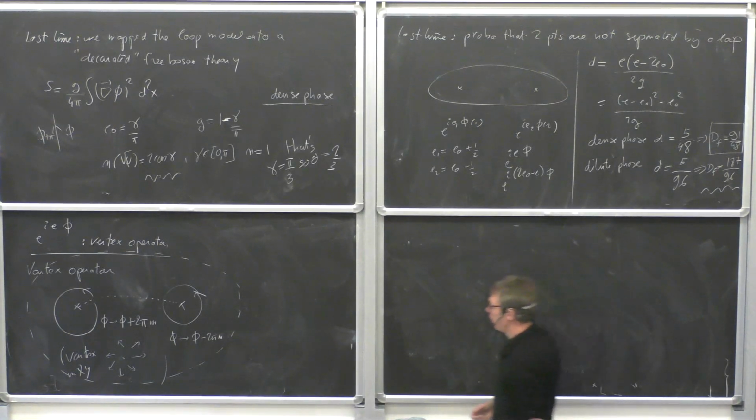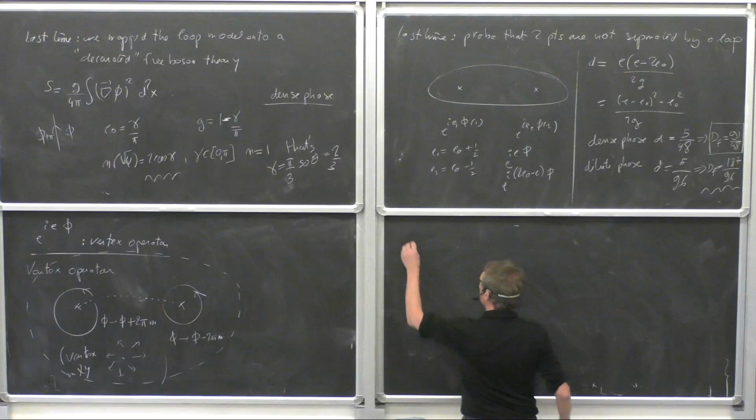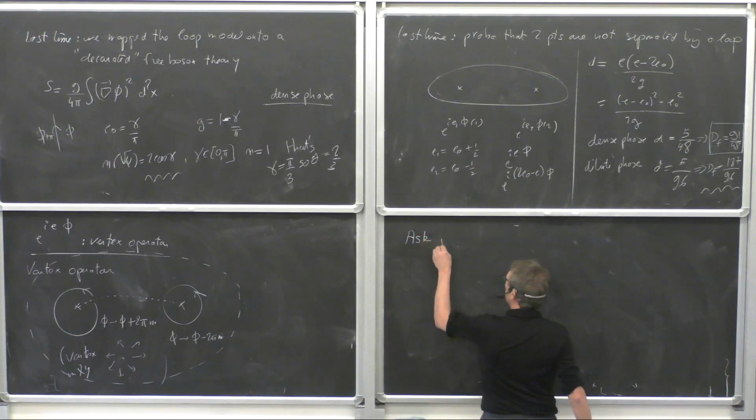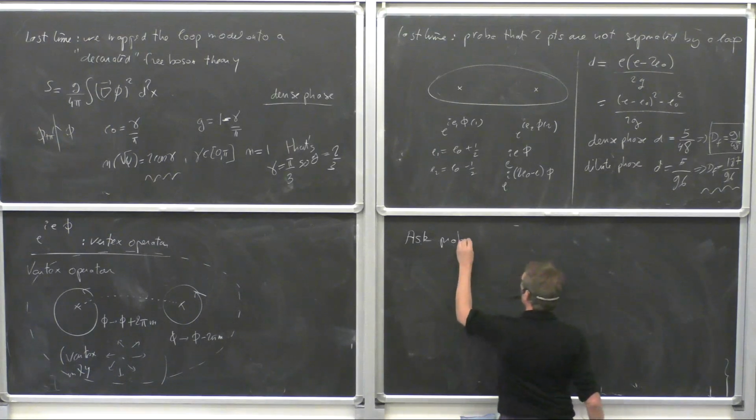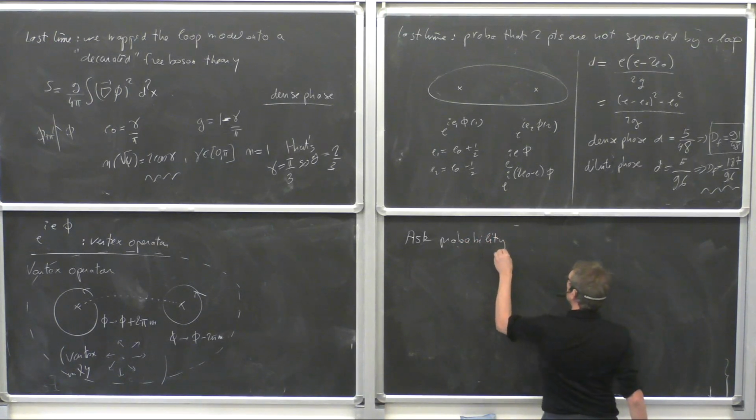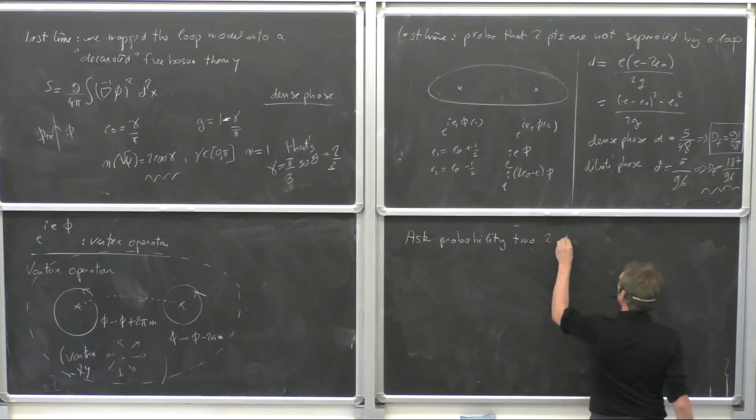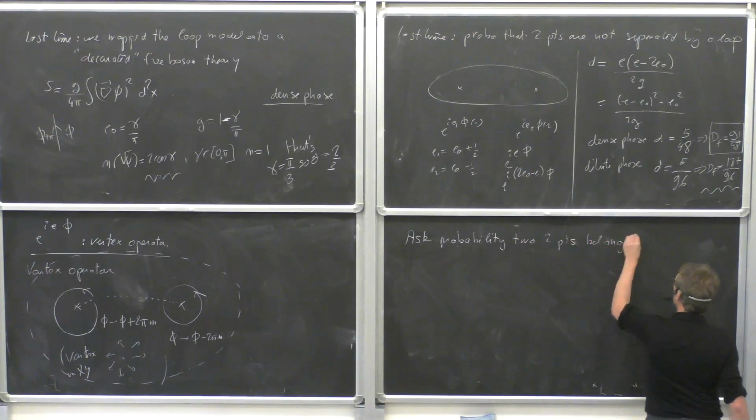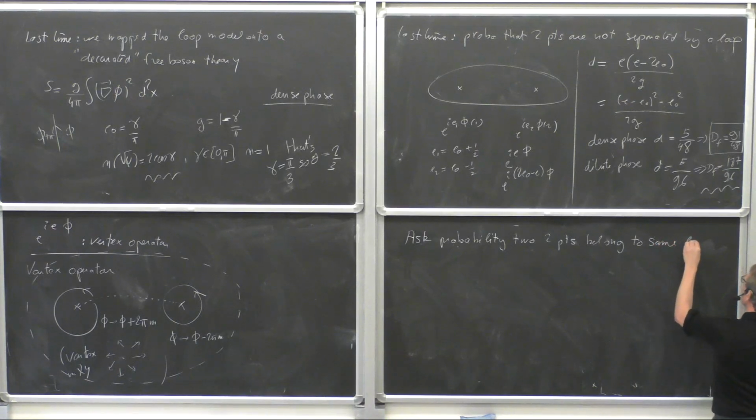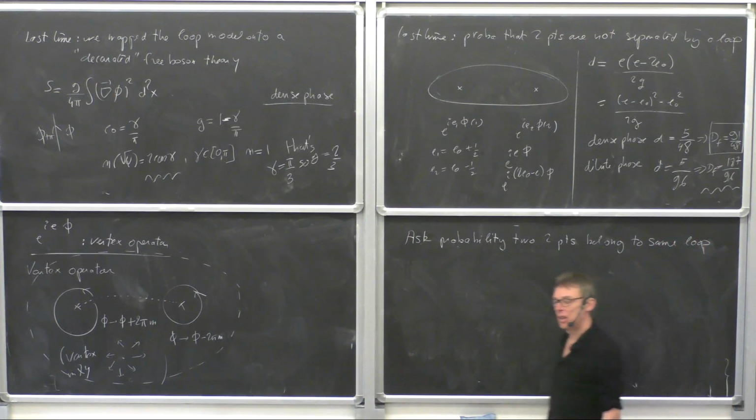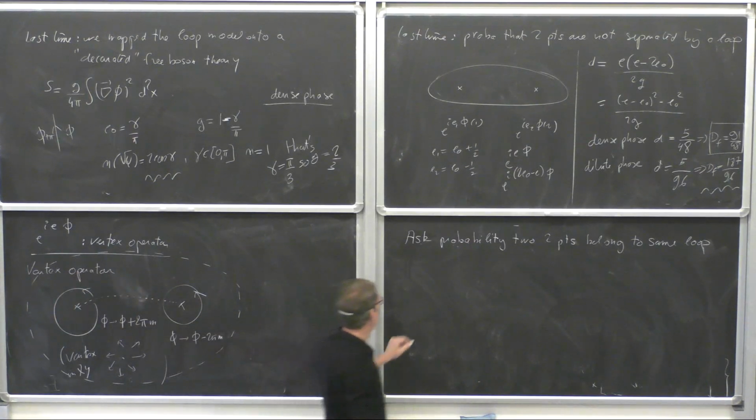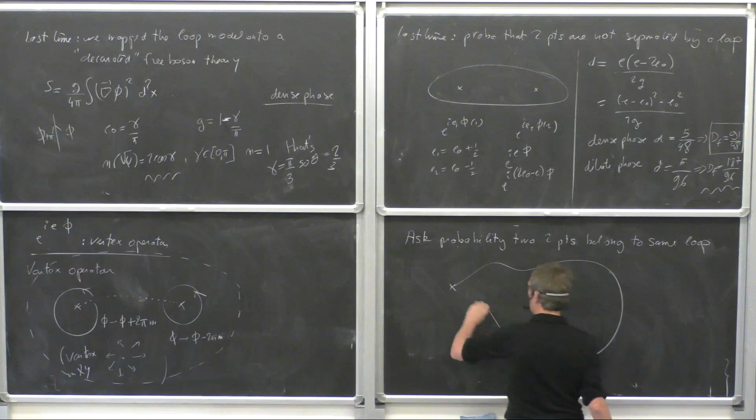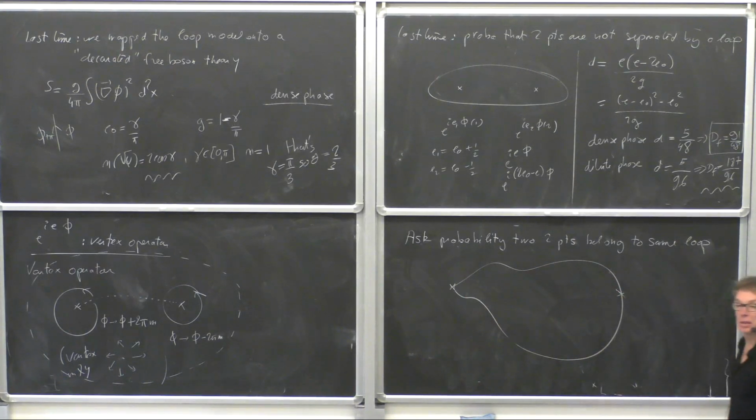Why are these fields important? Because, for instance, let us now ask the probability that 2 points belong to the same loop. We are not saying that they're inside the same loop, we're saying that they're on the edge. They really belong to the loop. So this means I must have a geometry like this. Okay? What is the probability that this happens?